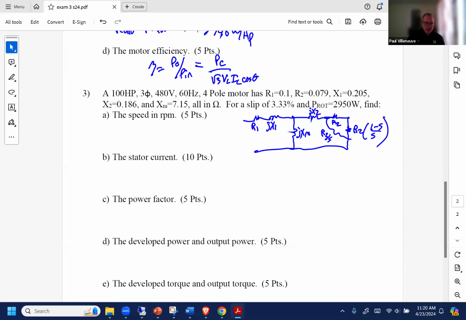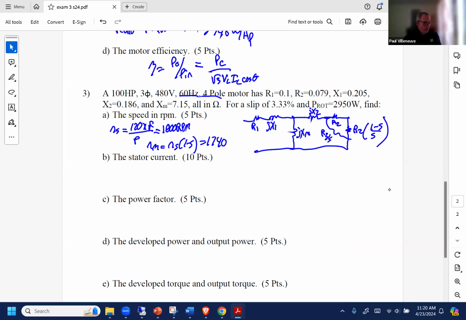let's go ahead and calculate the speed of rotation. So we know it's a 4-pole machine, and we have 60 hertz, so we have enough information to go ahead and calculate that. So N sub S, my synchronous speed, is equal to 120 times my frequency over the number of poles. That should be equal to 1800 RPM. So my N sub M is equal to N sub S times (1 minus S). Okay, I think I got 1740.